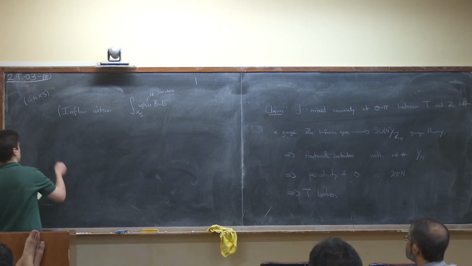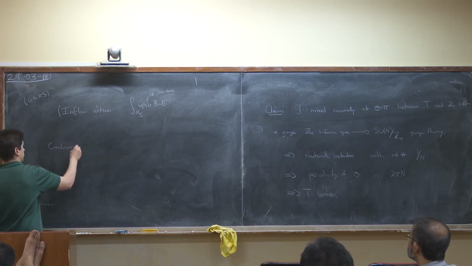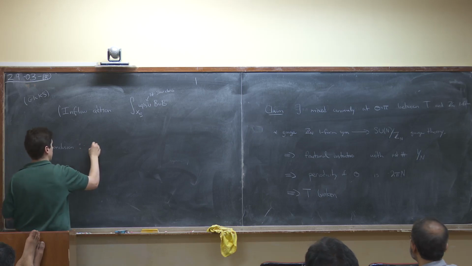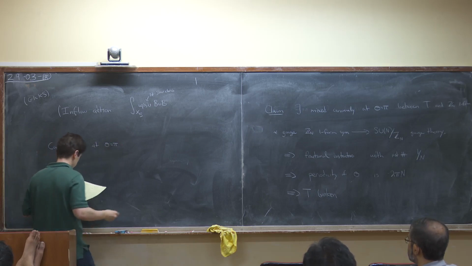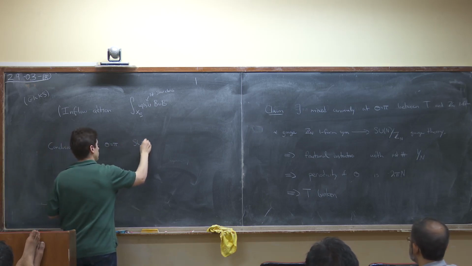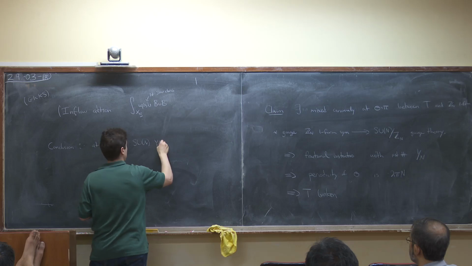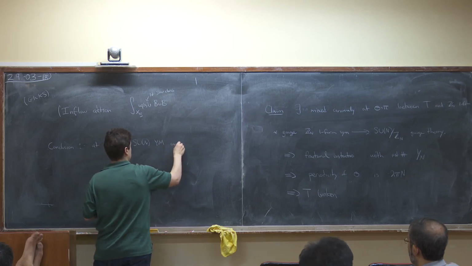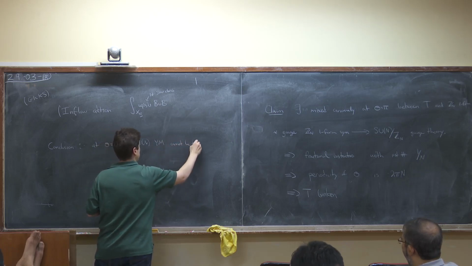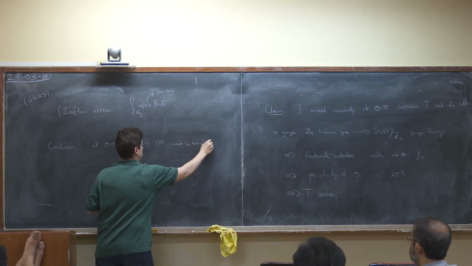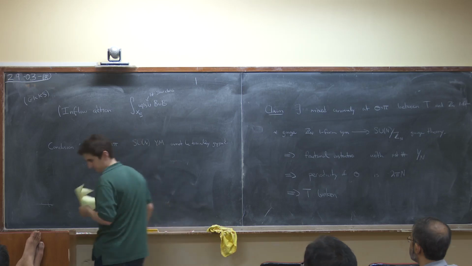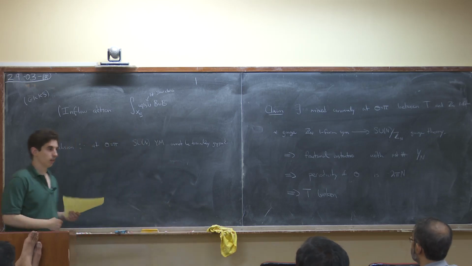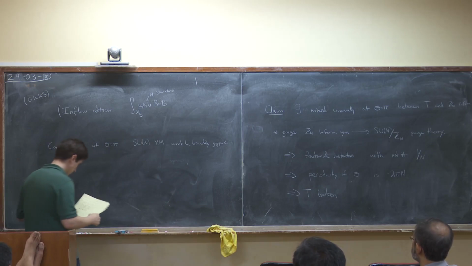Okay, so we get a nice conclusion, which is that at theta equals pi, SU(N) Yang-Mills cannot be trivially gapped, because there's an anomaly, and the infrared has to reproduce that anomaly.